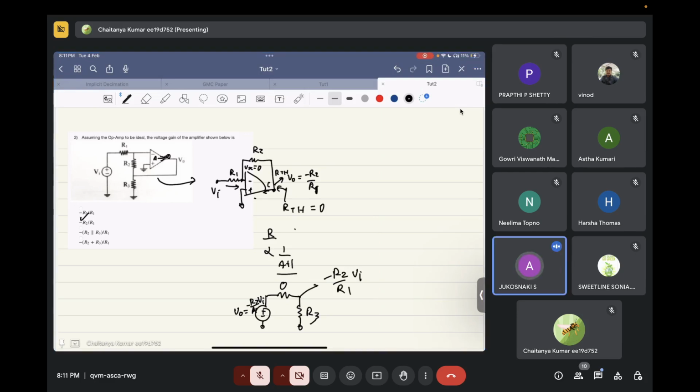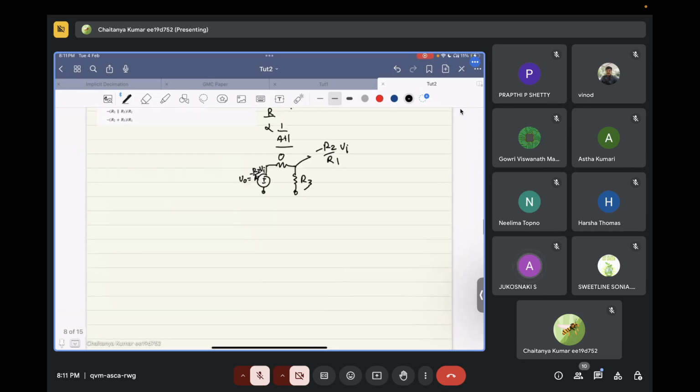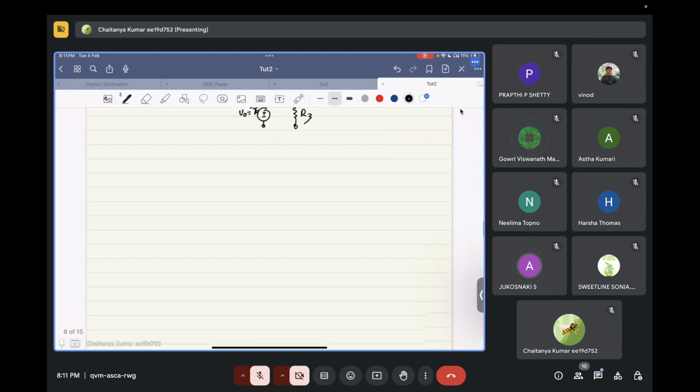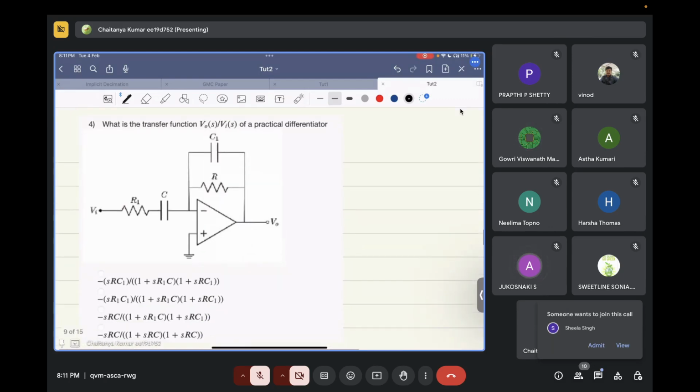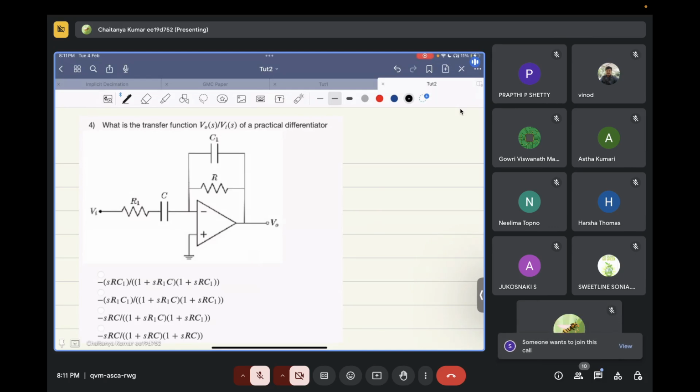Is this clear? Okay, sir. So that's why R3 doesn't come in the equation. Okay, so next problem. You need to find the transfer function of this circuit, which is described as a practical differentiator.